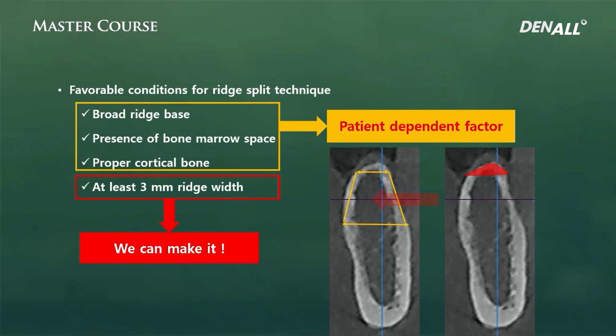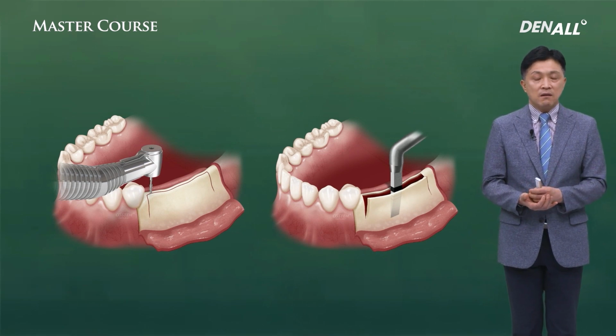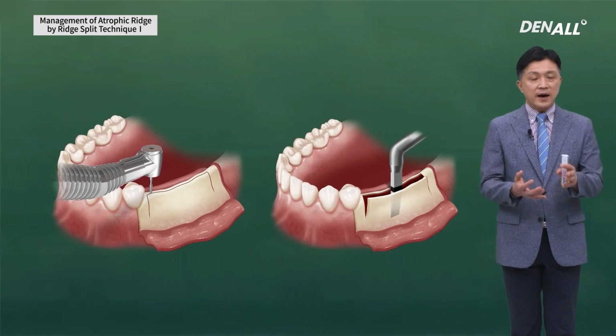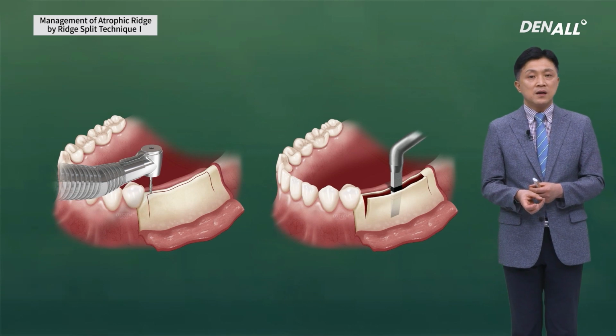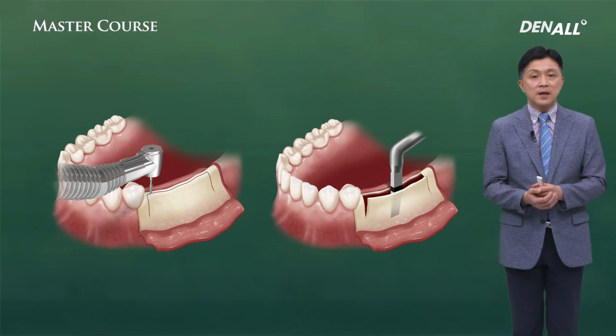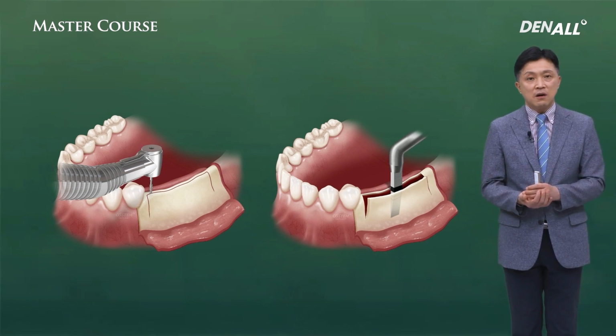In the past, this kind of technique was used for ridge split. You use a high-speed burr and other tools to do osteotomy. You do malleting or use a chisel to widen it. This was how ridge split was done.